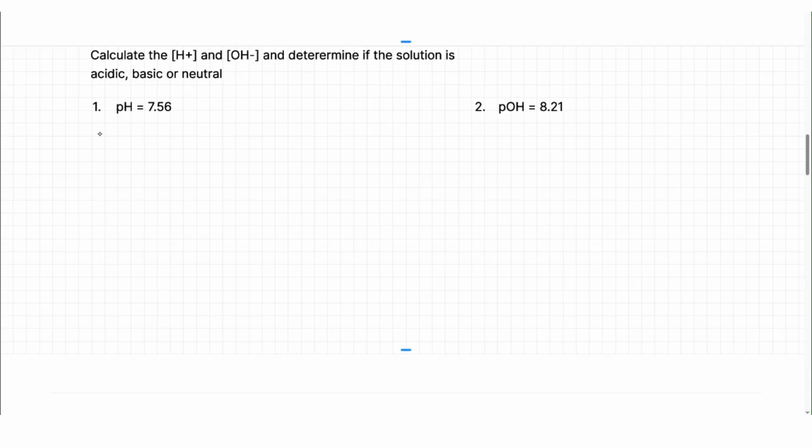For the first question with pH equals 7.56, I can first find the concentration of H plus using the equation 10 to the negative pH equals the concentration of H plus. When I input 10 to the negative 7.56 into the calculator, I get that the concentration of H plus will be 2.8 times 10 to the negative 8th molar. Because these are all concentrations, our units for the values will be capital M, or moles per liter.